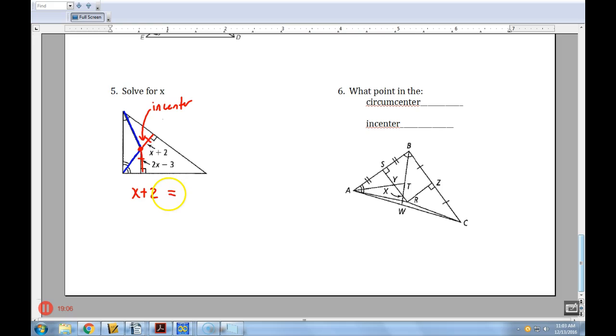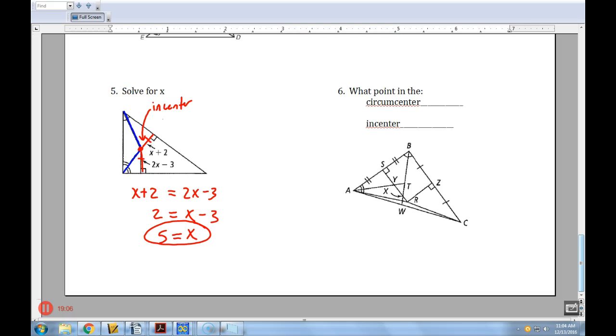So same type of idea here. X plus 2 distance has to equal the 2x minus 3 distance. I'm going to minus an x from both sides. I'm going to add this 3 to both sides. And I find out that x equals 5.